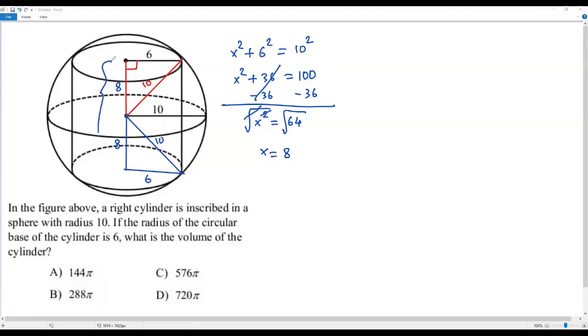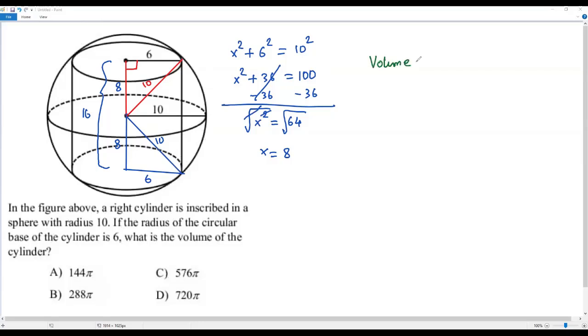And this total length gives the height of the cylinder. The length of this part is 8, and this part is 8. Then the length of this line segment is 16, that is 8 plus 8. So this line segment gives the height of the cylinder. Now I got the height of the cylinder, that is 16. Now we can start finding the volume of the cylinder.